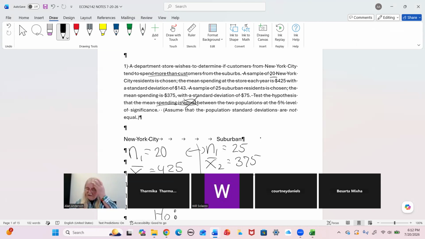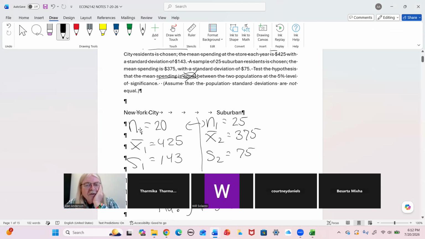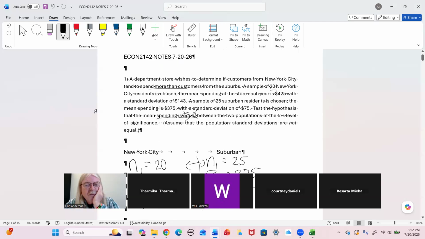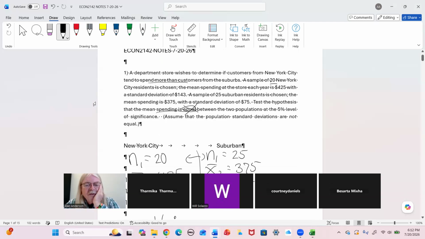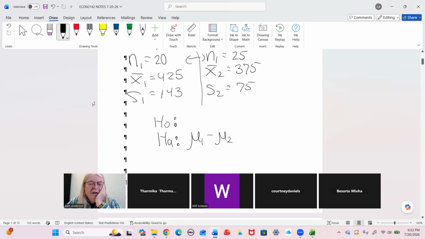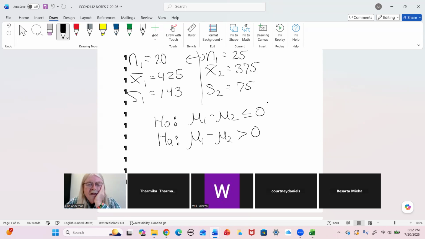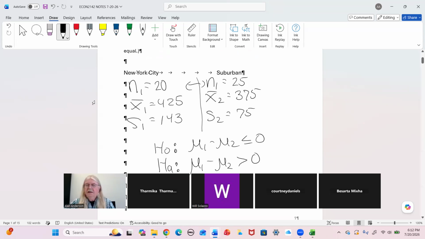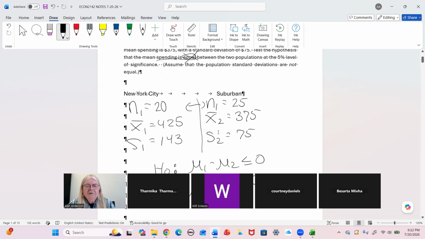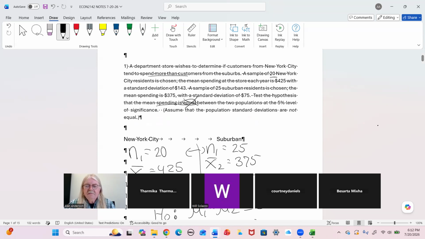All right. No, it looks like the intention here was that this should be a right tail test because New York City is the population. We're trying to find out if New York City customers spend more than the suburban customers. So, oops, sorry about that. This was supposed to be a right tail test. Alpha is listed here as 0.05 right there.